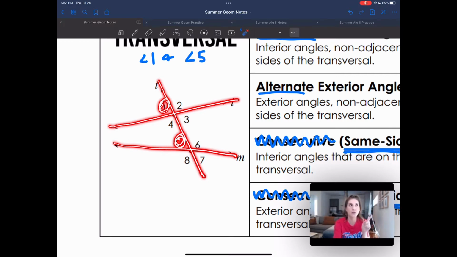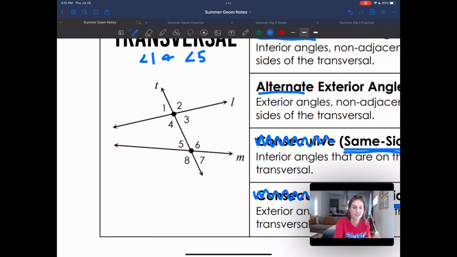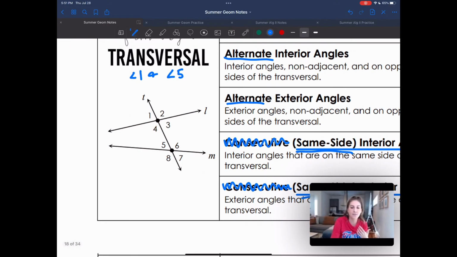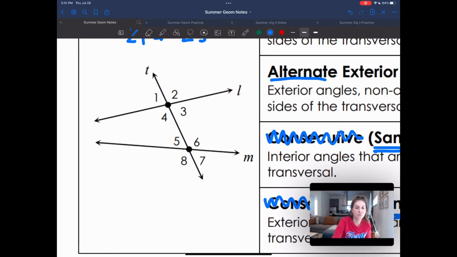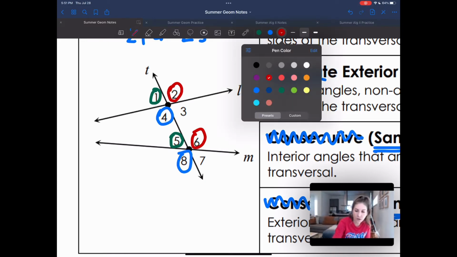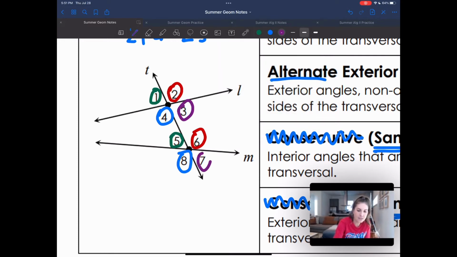These are what are called corresponding angles. And to make sense of the definition, if we zoom out, it says angles on the same side of the transversal, like we just saw, and in the same position. So if I can do some colors on here to show you this, this will make more sense to you. See how 1 and 5 correspond, 2 and 6 correspond, 4 and 8 correspond. I need one more color. Purple. And then 3 and 7 correspond.